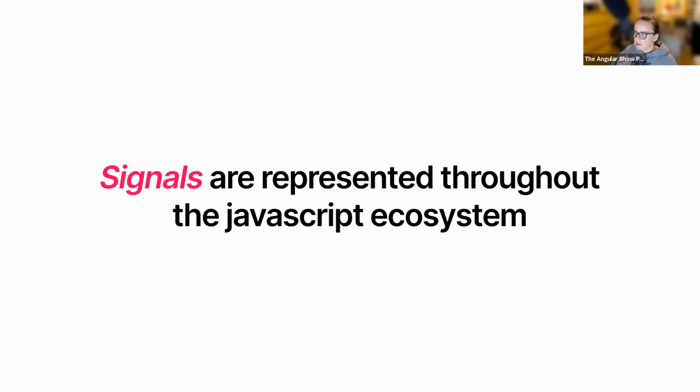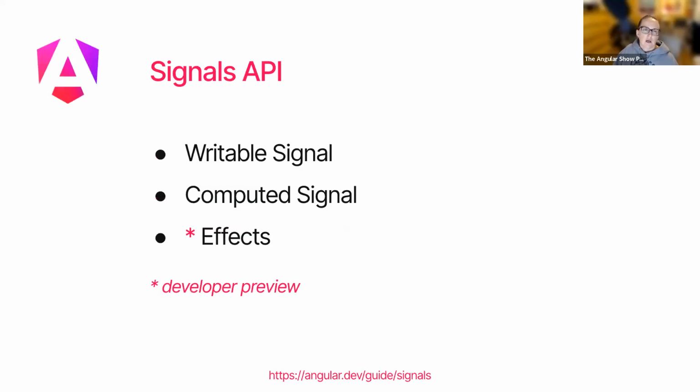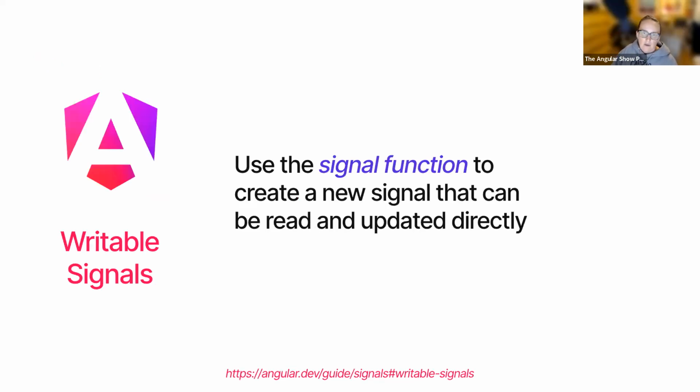Solid.js is probably the framework that relies the heaviest on signals. So if you're interested in learning more about those, that would be a good place to look. So the signals API, we get writable signals, computed signals, and effects. Now, effects remain in developer preview for version 17. There's a little more work they want to do on those. But let's first look at the writable signals.